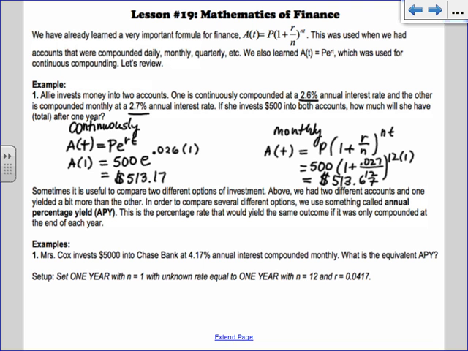So if I want to find the total, I just add those together. Okay, so her total is $1,026.84. Okay, so we did a quick review of continuously and monthly and so on.